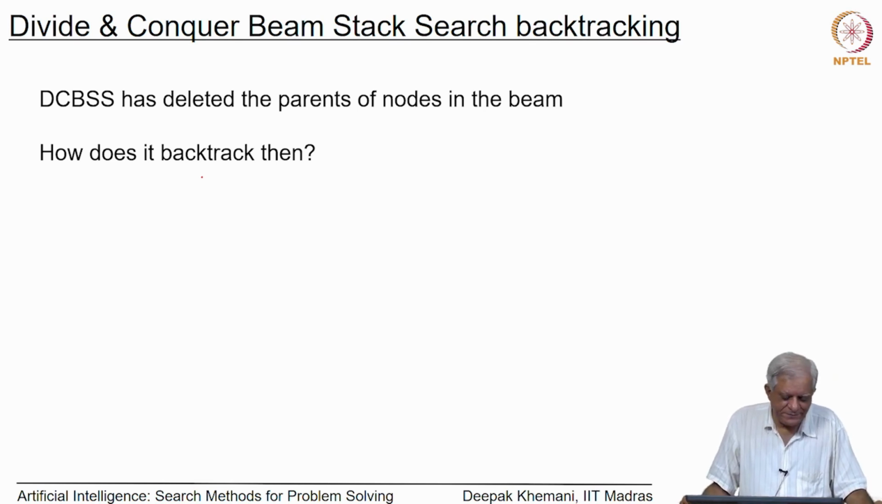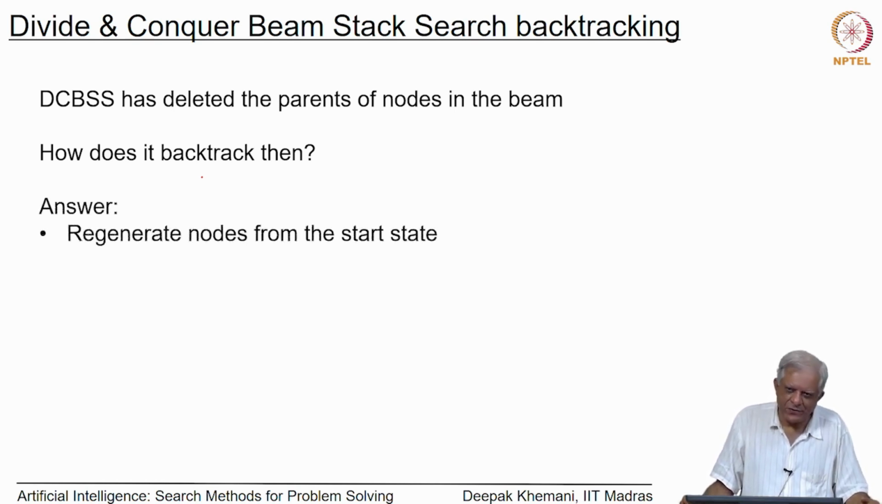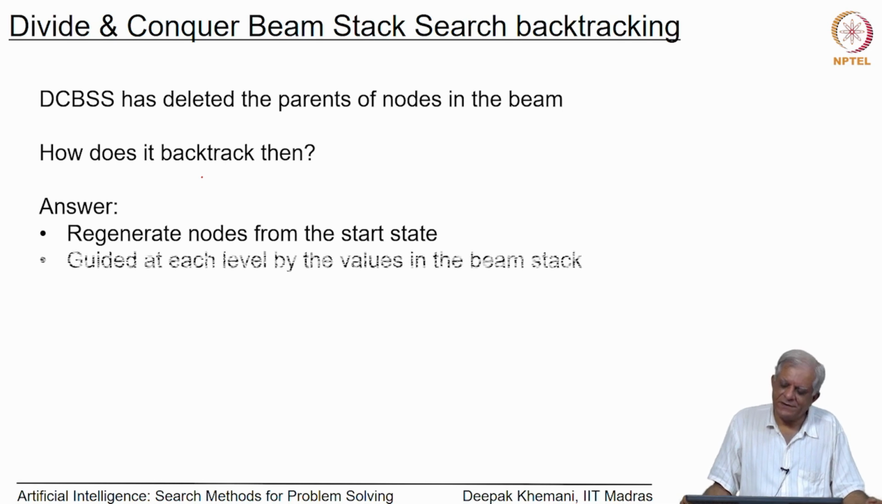Okay, so there you are. You have thought about, hopefully, the problem of how this divide and conquer beam stack search can actually do backtracking. And the answer is not so complicated. The answer simply says that instead of going back to the parent, you regenerate the nodes from the start state again, essentially. And when you are regenerating the nodes, you have the beam stack to guide you.